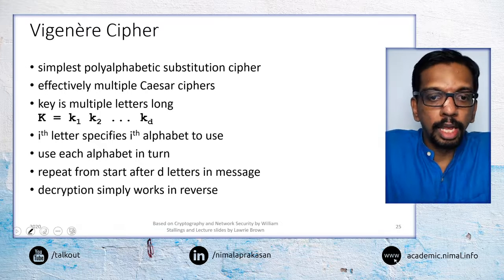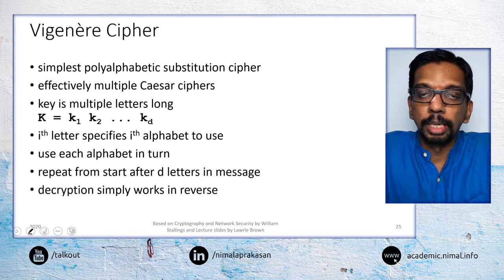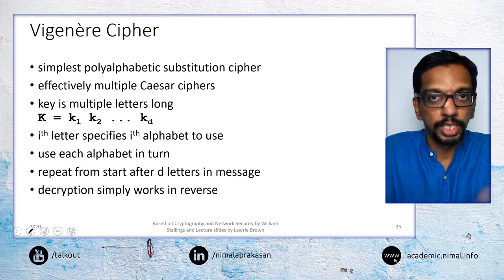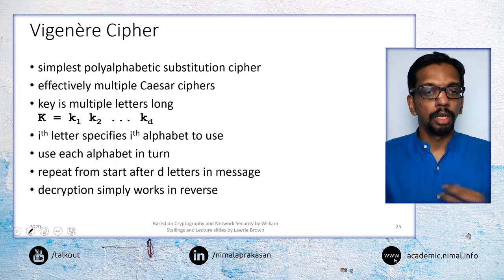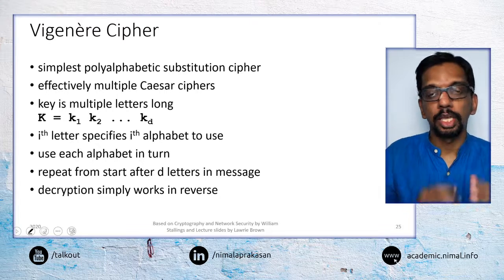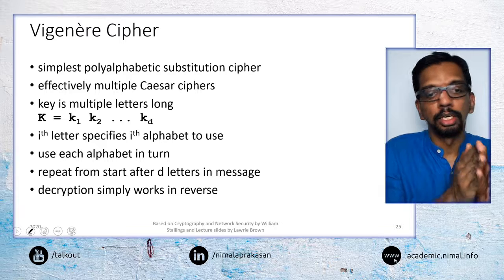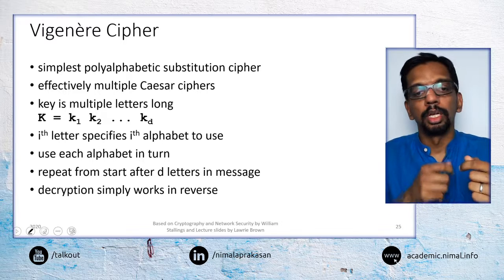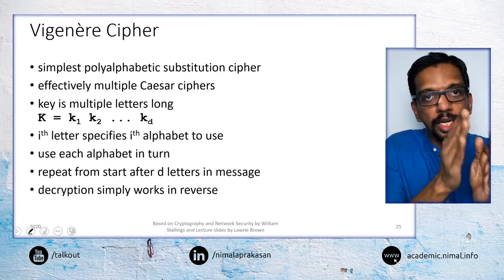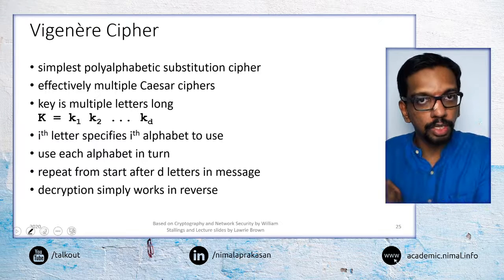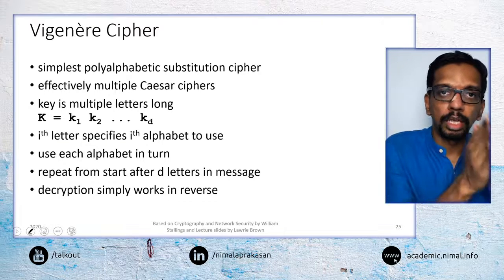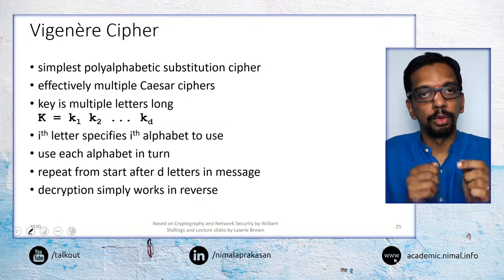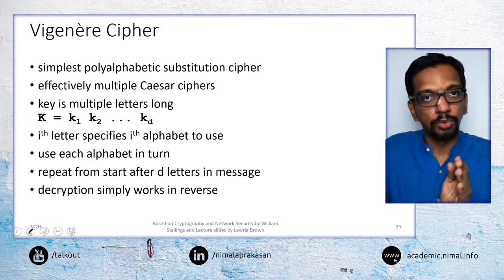A simpler example of a polyalphabetic substitution cipher is called the Vigenère cipher. In the Vigenère cipher, we have a particular way of having different variations of Caesar ciphers, with slightly different keys for each of the letters.